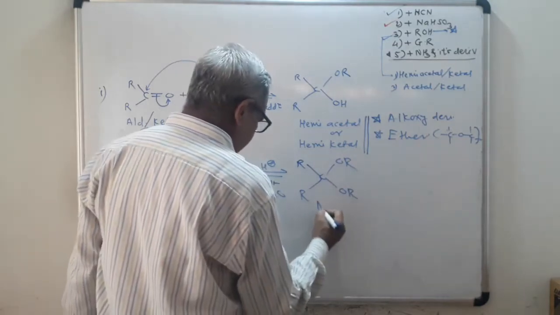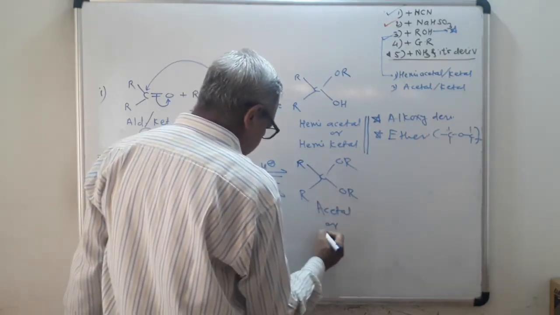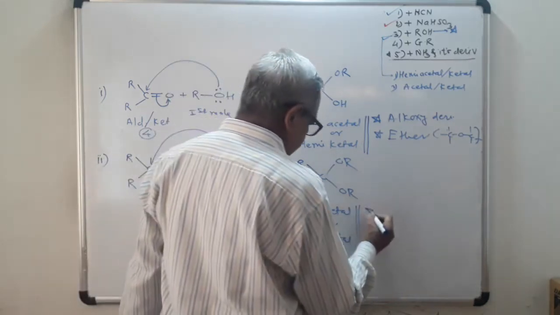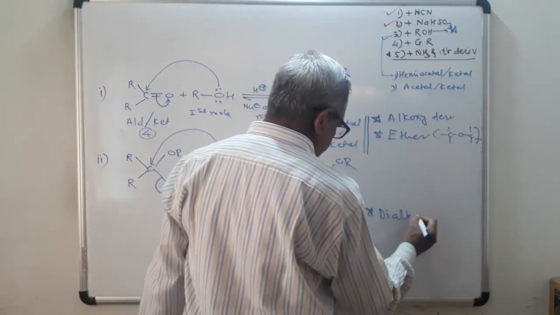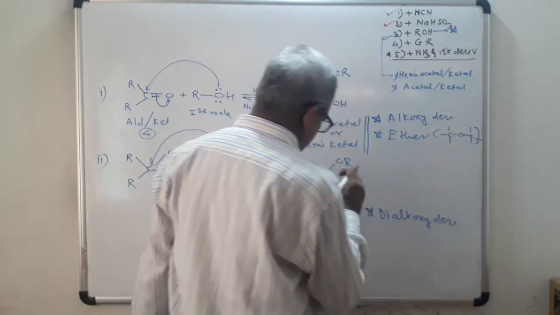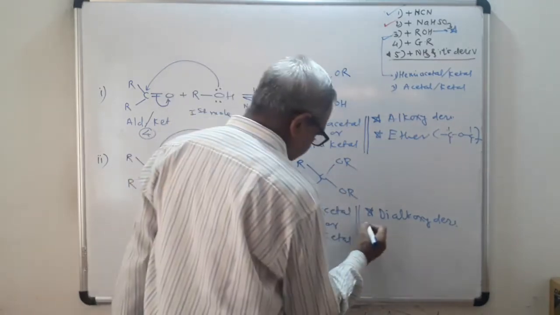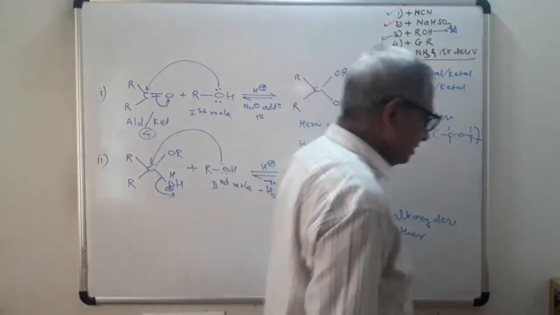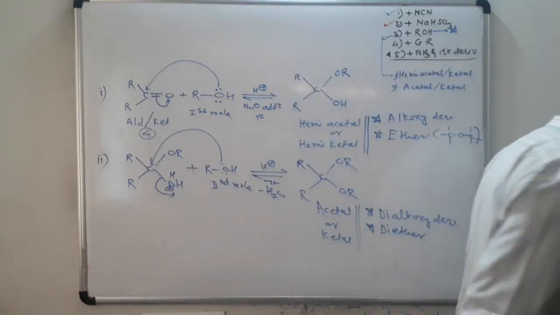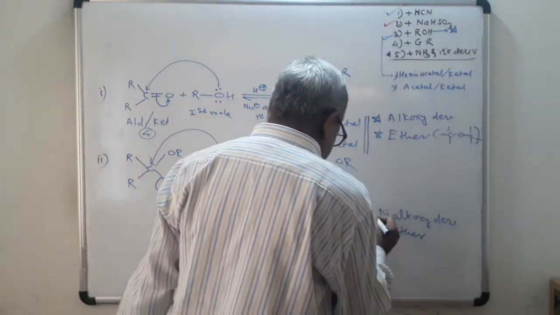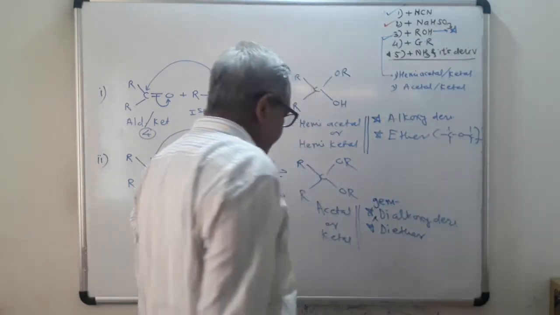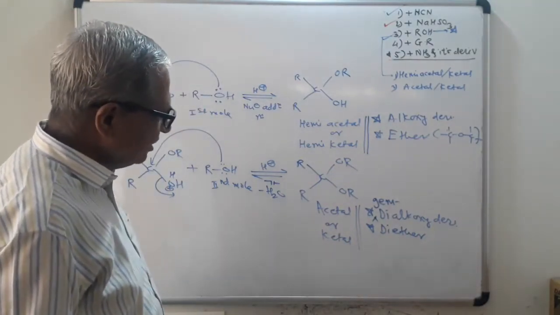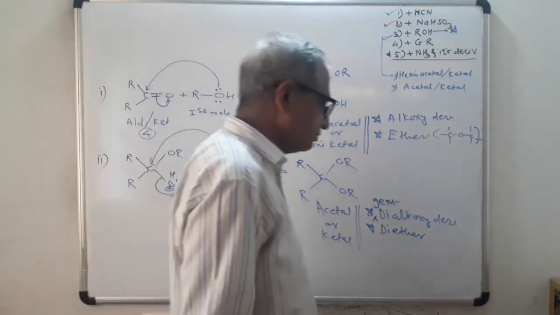It is known as acetal or ketal. And here is the important question. It is a dialkoxy derivative. See here, one alkoxy group, another alkoxy group. Second question, it is a diether. This is a diether. Particularly, I can say it is the gem dialkoxy derivative. These two OR groups are attached to the same carbon atom, therefore gem dialkoxy derivative.